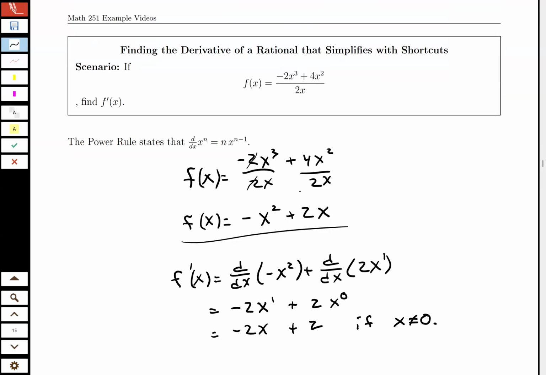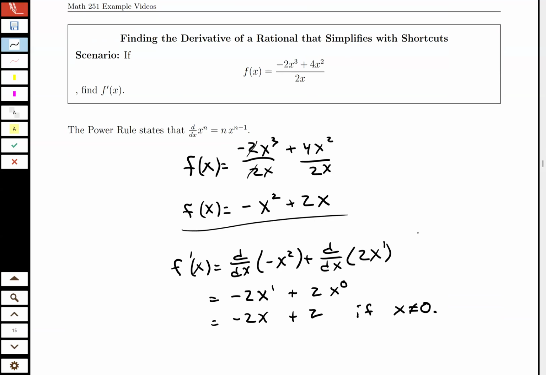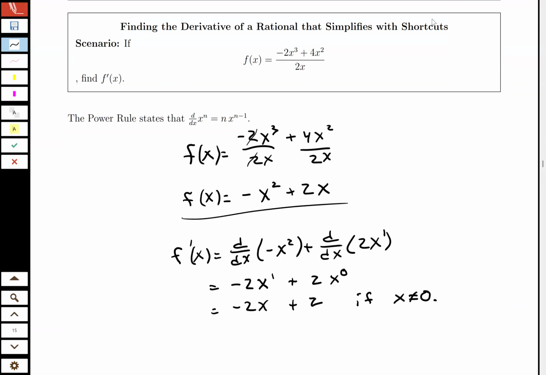So that's how you can find the derivative of some of these rational functions. Try simplifying them first. You might not have to use something as messy as the quotient rule. You might be able to just use direct application of the product rule or of the power rule.